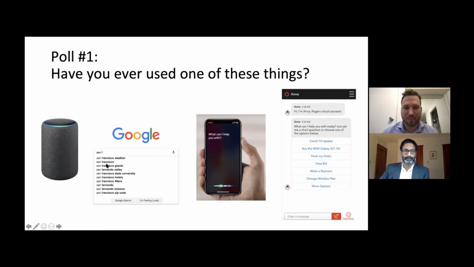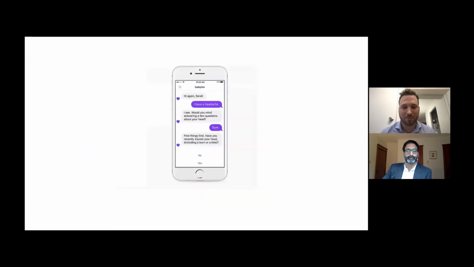Okay. So as you can see, most people have the Alexa speaker on the left. We have the Google search bar, which predicts the searches. We have Siri on someone's iPhone to predict what you're saying into the phone, and also chatbots. So really interesting use cases of NLP that are in the broader world.